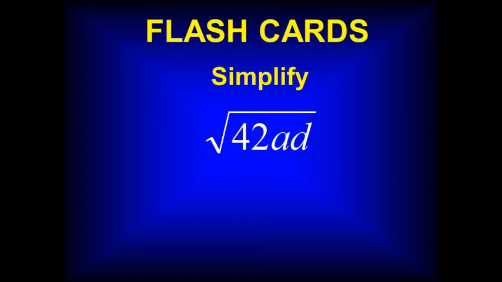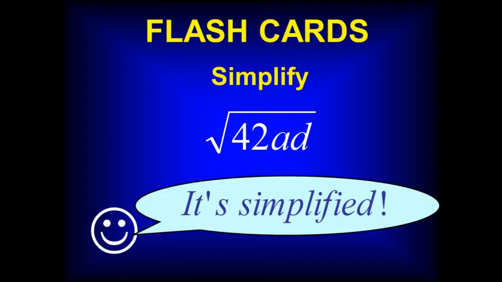Next, what about the square root of 42AD? Can you find a perfect square factor of 42 aside from 1? No. It is already in the simplified form. Likewise for A and D, they are not perfect square factors. So therefore, this radical expression 42AD is already in the simplified form.